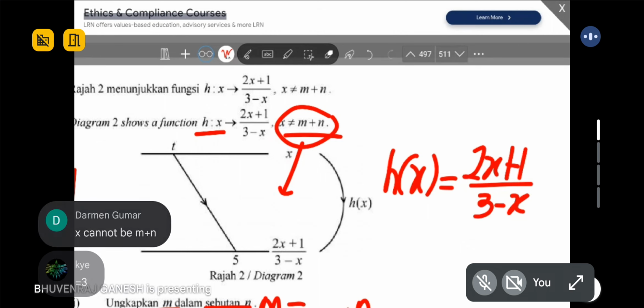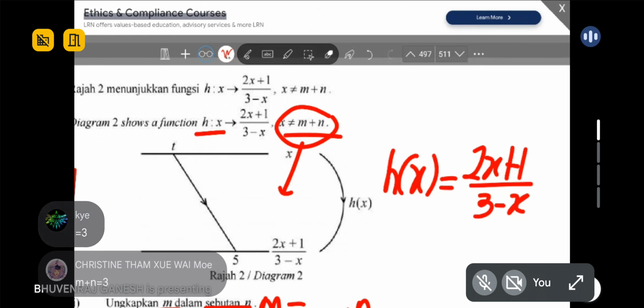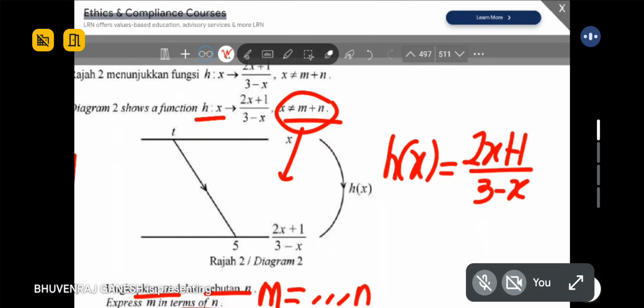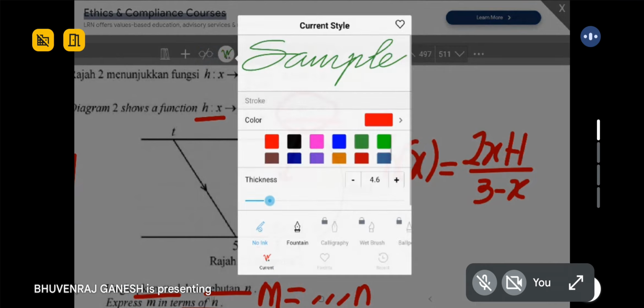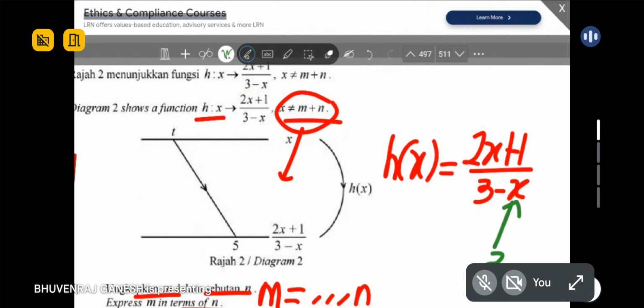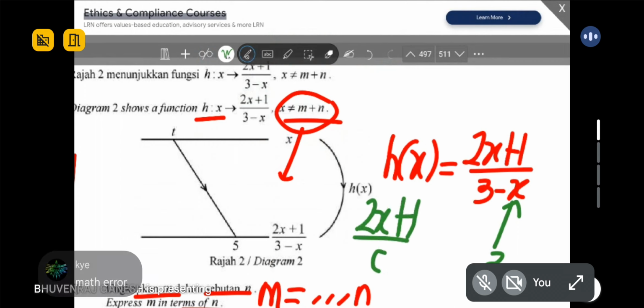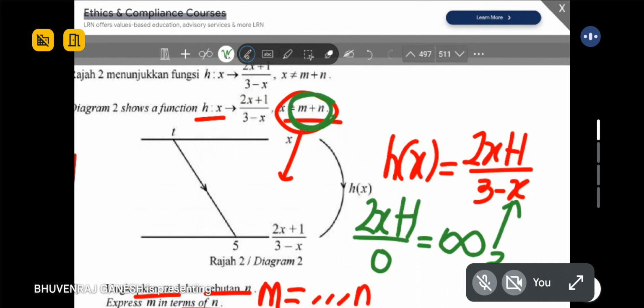Nope, that is wrong. M plus n is not 0, guys. Yes, m plus n is actually equal to 3. Correct. Because if your x is equal to 3, guys, cuba lihat. Kalau nilai x 3, the bottom is 0, right? Anything divided by 0, what do you get, guys? 2x plus 1 over 0. What is your answer? Yes, maths error. Tak ada jawapan. So your answer is infinity, no solution.